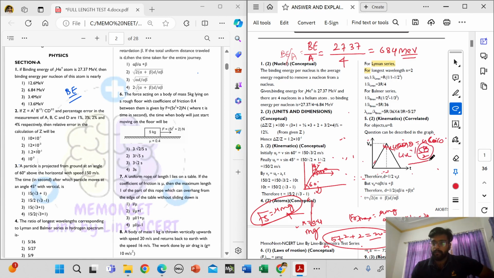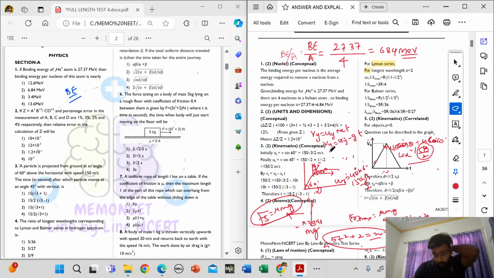So ux is 150 by 2 and uy is u sin 60. That is 150 root 3 upon 2. Now we want to calculate the value at the 45-degree angle. So by applying Newton's first equation of motion, v is equal to u plus at, here we take v equal to uy minus gt.